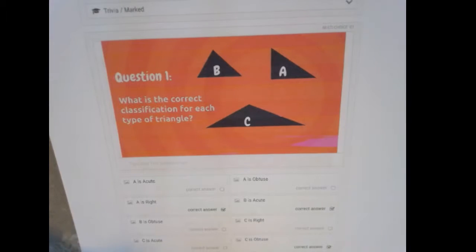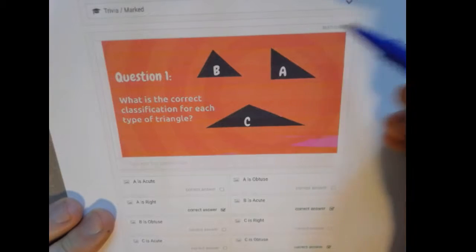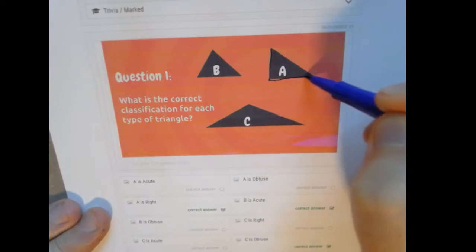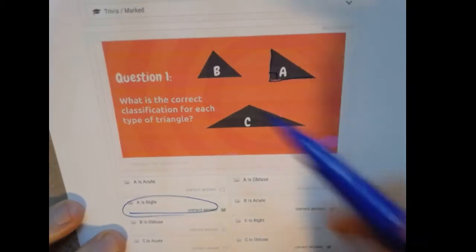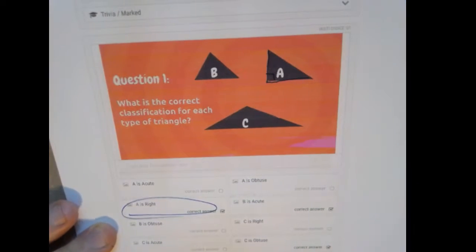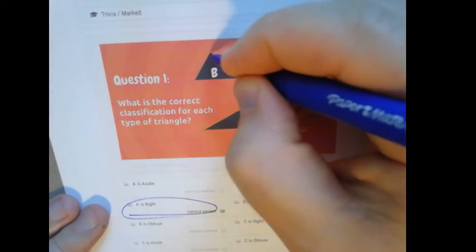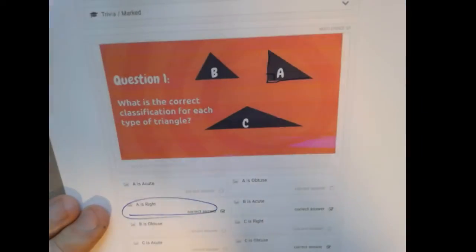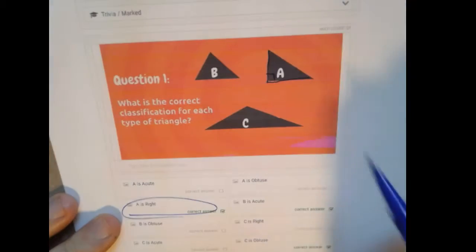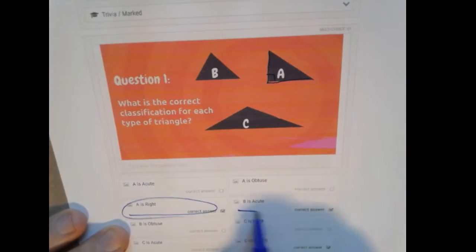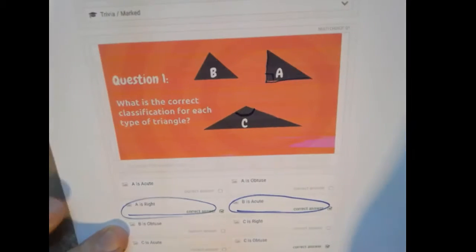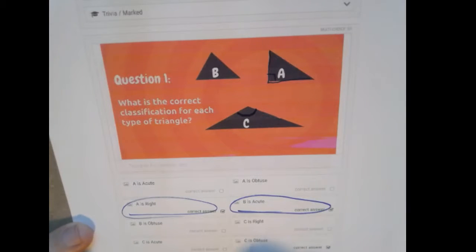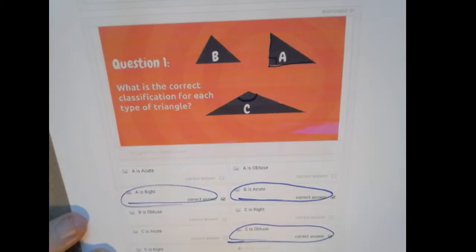Okay, so what is the correct classification for each type of triangle? For A, I'm seeing what appears to be a right angle, so that would be a right triangle. How about B? That looks to be a little bit less than 90 on all three angles, so I would call B an acute triangle. C is obviously greater than 90 degrees, and I would call that an obtuse triangle.